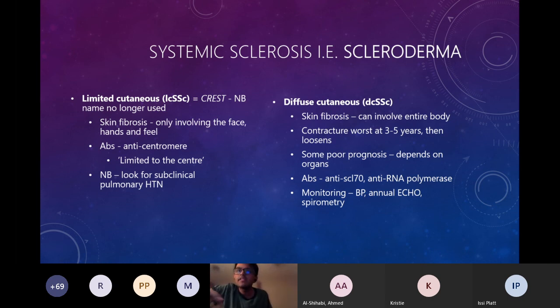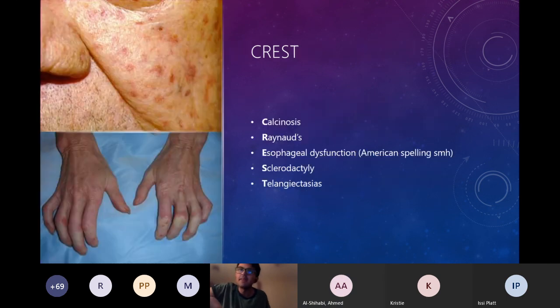Skin fibrosis is more common in limited cutaneous, like it's more aggressive, and you'll notice it earlier. But in diffuse cutaneous, they also get it, and it involves the entire body. They tend to have worse organ involvement in diffuse cutaneous. The antibodies are different. Centromere for the limited cutaneous, and SCL70 and RNA polymerase in diffuse cutaneous. Again, these slides are for your reference. It's not actually that useful for me to just read them out.